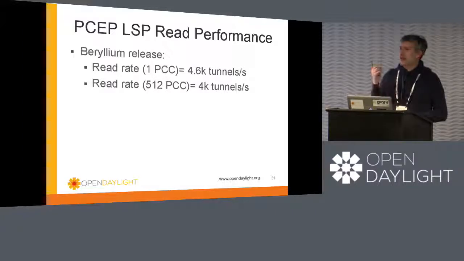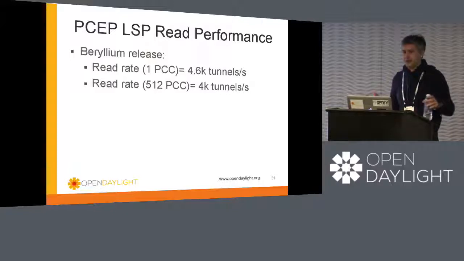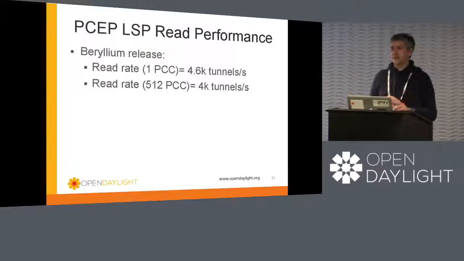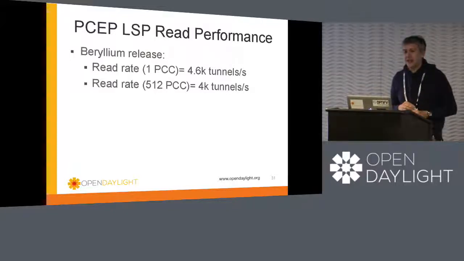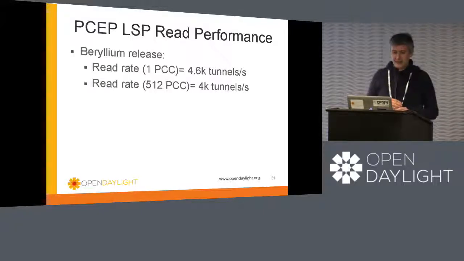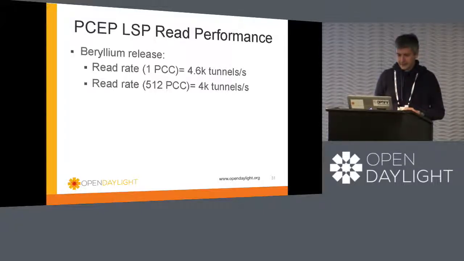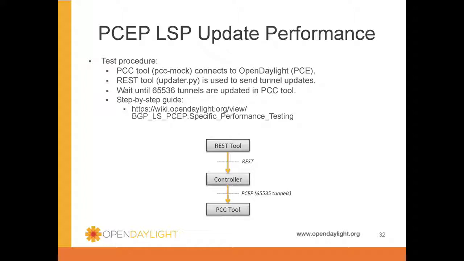This is using only one PCC. So let's see, this is only one router. In the case that we have 512 routers or 512 PCC clients, the rate is 4K tunnels per second. It doesn't change too much. So this is for reading.